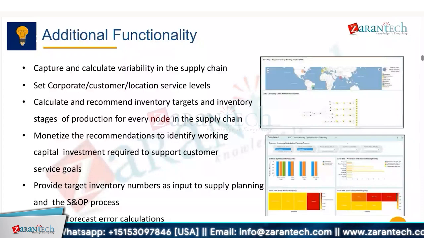Perform forecast error calculation, so you can anticipate what could be the potential forecast error. So that could be the potential inventory error as well. Because if you produce based on the forecast and if the forecast is 20% wrong, then your inventory target setting is also 20% wrong to that extent.